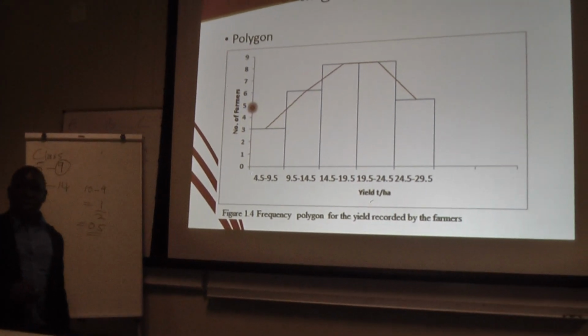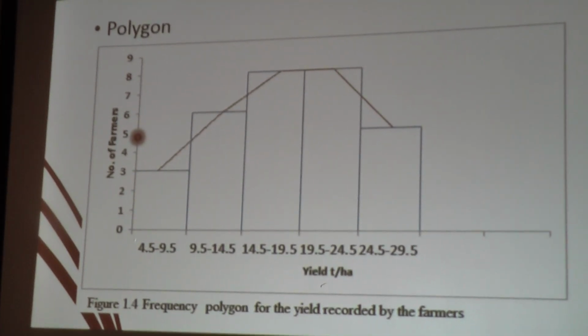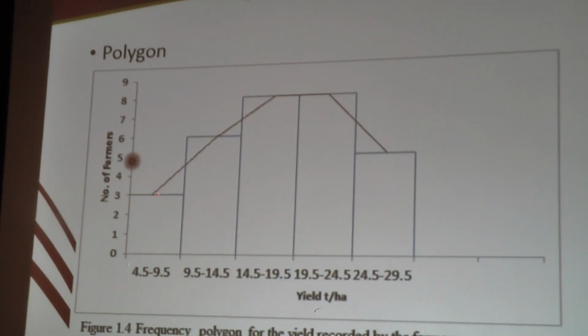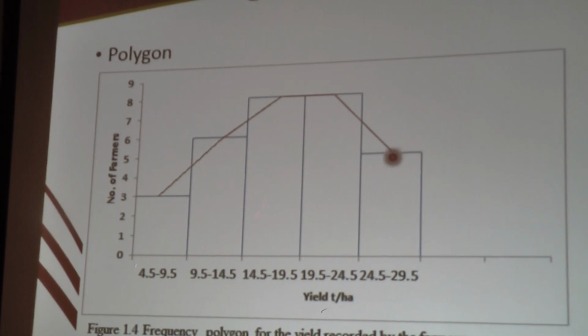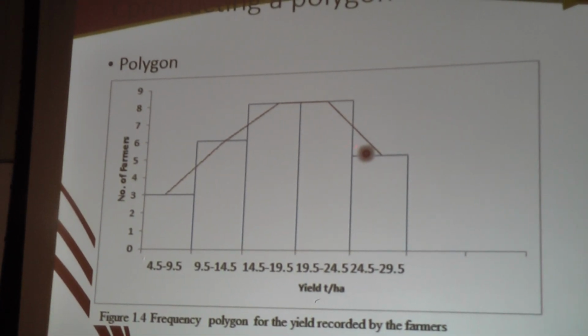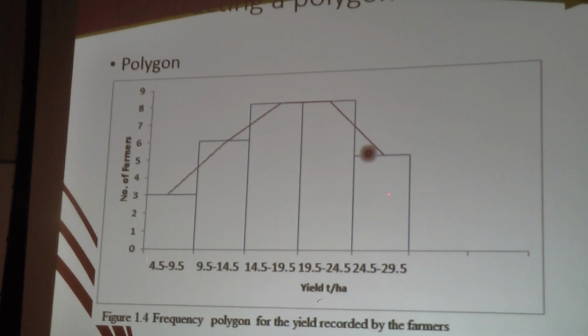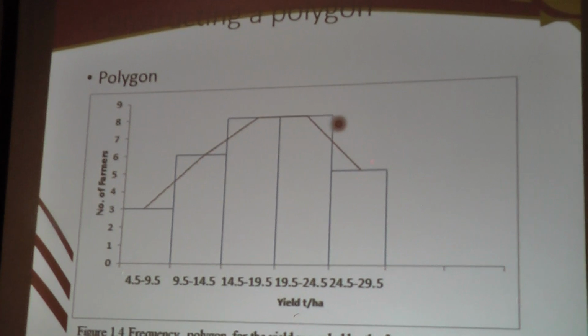Now, a frequency polygon is very easy. Once you are able to produce a histogram, you just connect the midpoints of the histogram, and you get rid of the bars. What remains is what we refer to as a frequency polygon. So you connect the midpoints of the histogram.